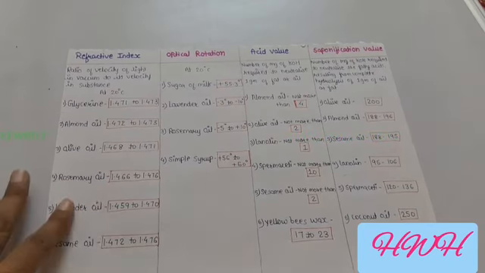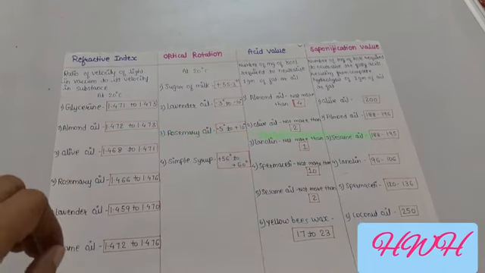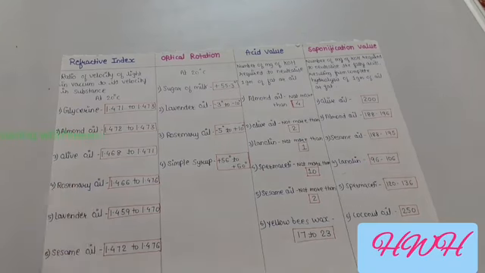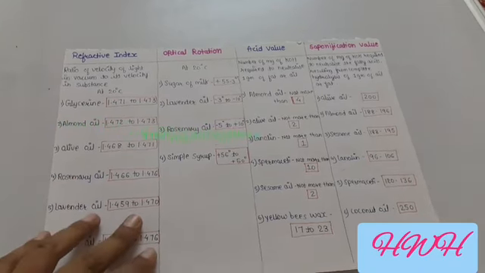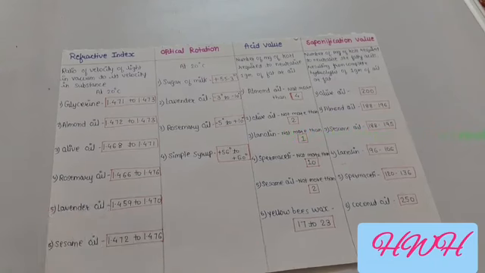So this is the chart which I prepared when I was preparing for entrance. Here in the first column you can see the refractive values of different vehicles, then optical rotation, acid value and saponification value. So what is refractive index? It is the ratio of velocity of light in vacuum to its velocity in a substance. And how much is it? Let's see, at 20 degrees Celsius.